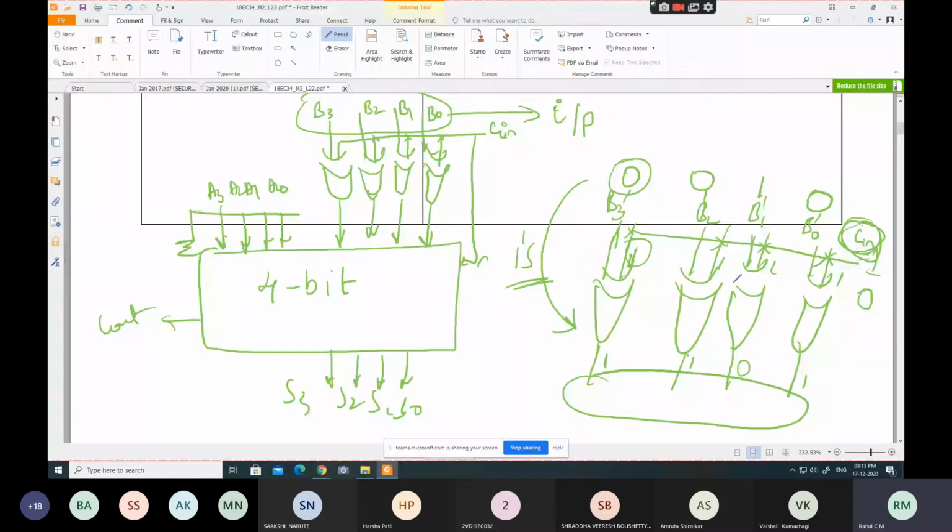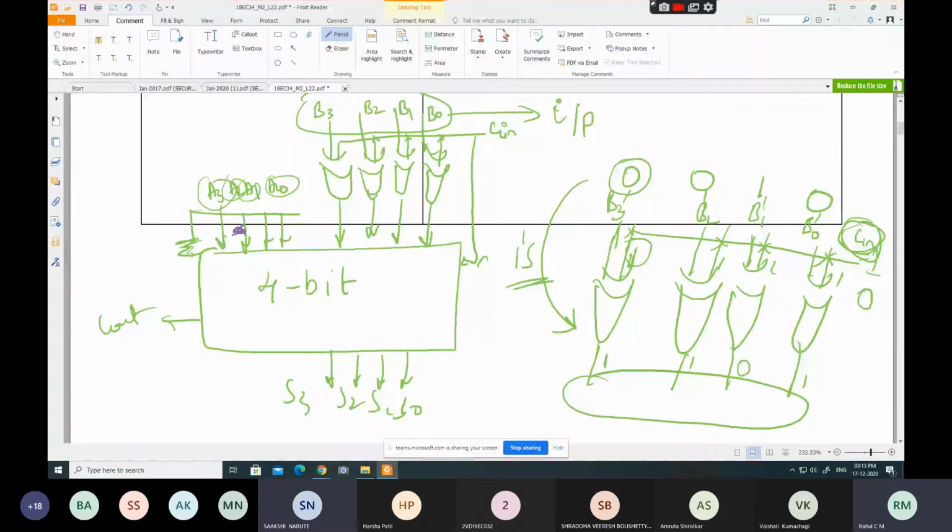1's complement plus what should I do? Plus 1. Correct? And for that purpose, what did I do here? A3, A2, A1, and A0, I have made them connected to ground. What is the value here? 0, 0, 0, 0. This will always remain 0. Yes or no? Yes, sir.